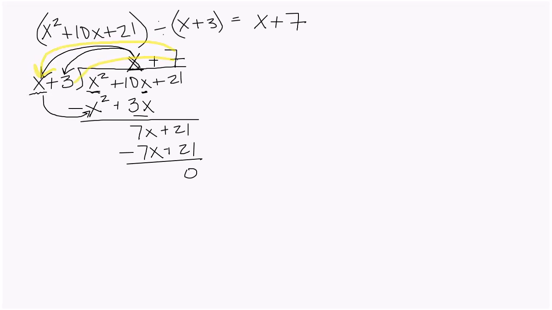Now let me show you what happens if you have a question that has a remainder in it. So let's look at this one. Let's say 3x minus 2 is our divider, and we want to divide 6x cubed minus x squared minus 5x plus 4.